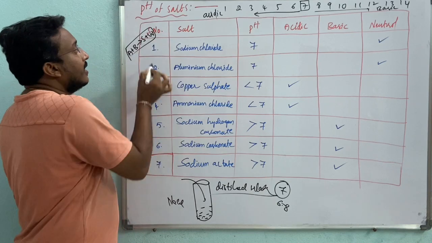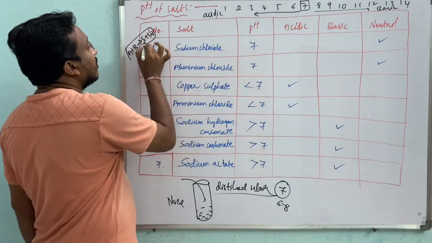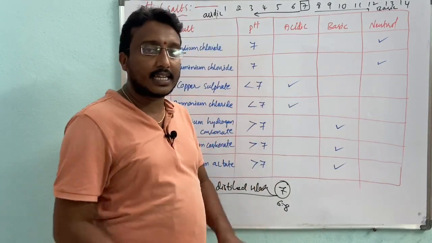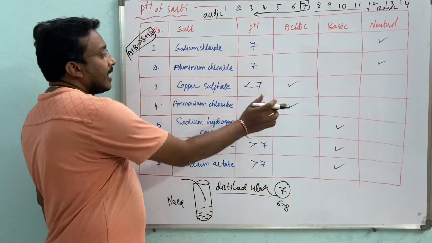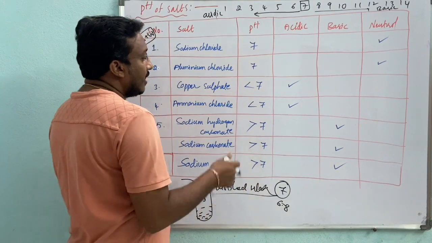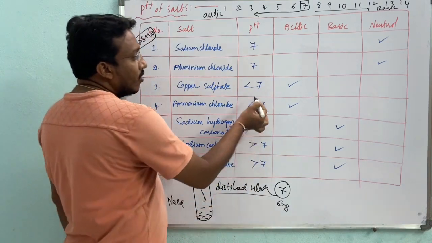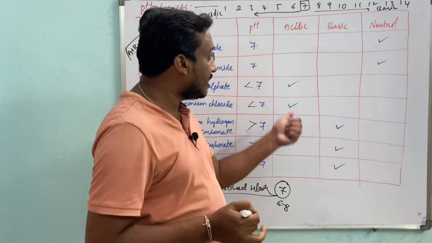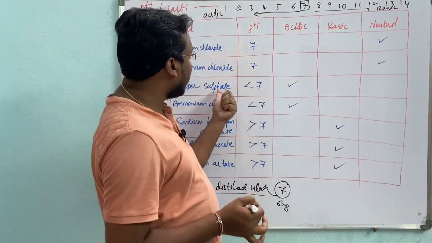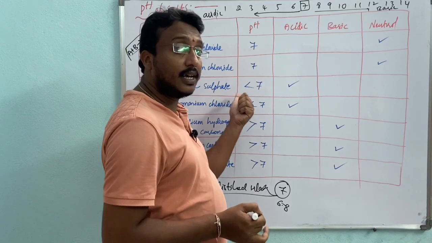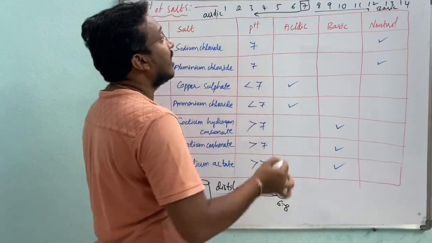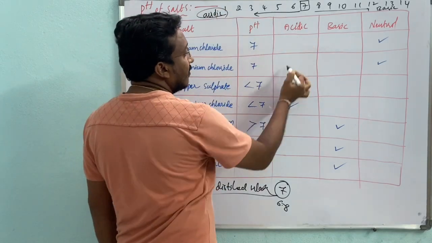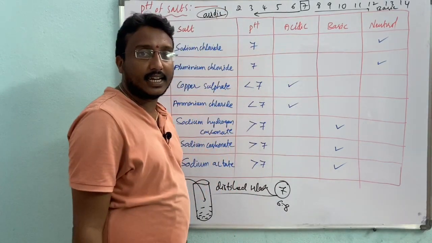Okay, got it? Then if it is exactly 7, it is completely neutral. It has no acidic nature, no basic nature, exactly neutral. Next, I have taken copper sulfate. When I test the copper sulfate with this, I got a value less than 7. So the copper sulfate solution's pH value is less than 7. Less than 7 means it is acidic. So that's why the given one is acidic in nature.